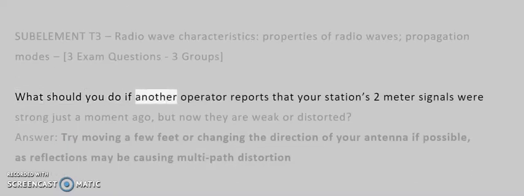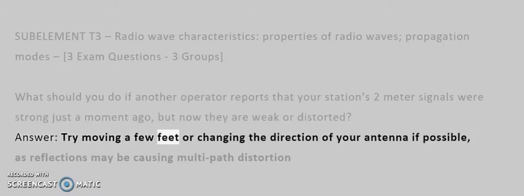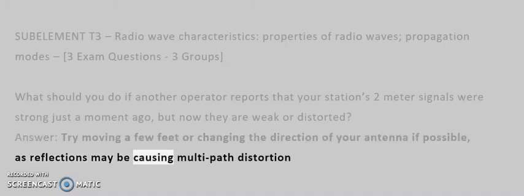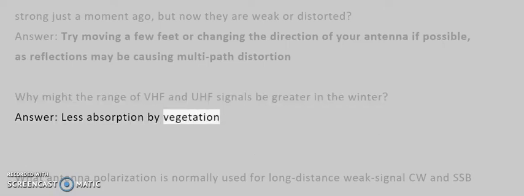What should you do if another operator reports that your station's 2-meter signals were strong just a moment ago, but now they are weak or distorted? Answer: Try moving a few feet or changing the direction of your antenna, if possible, as reflections may be causing multipath distortion. Why might the range of VHF and UHF signals be greater in the winter? Answer: Less absorption by vegetation.